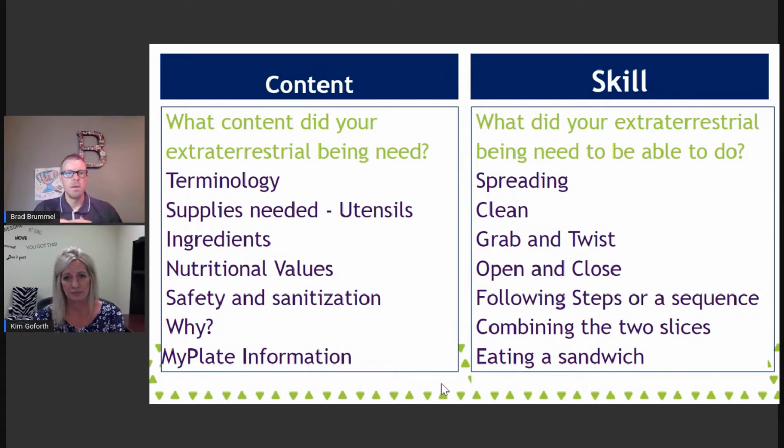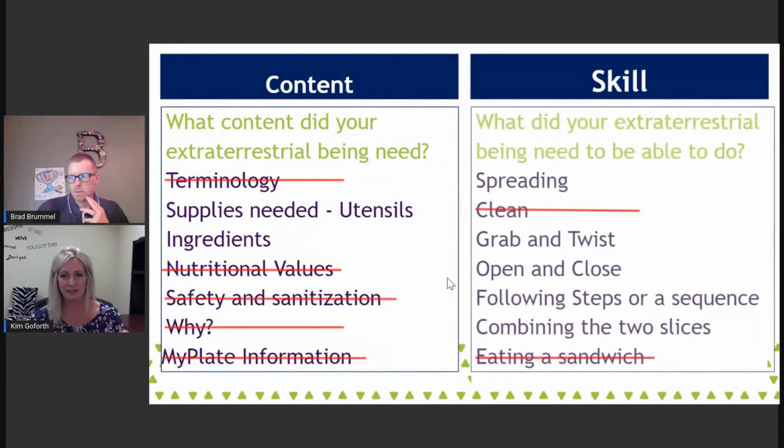So if we remind ourselves of the goals of health education and the objective, most importantly here for this lesson, is to make a peanut butter and jelly sandwich. What are some things that you think we can prioritize or remove and still meet our objective and still help us reach our goal? Cut the fluff. That's what our red lines are doing.